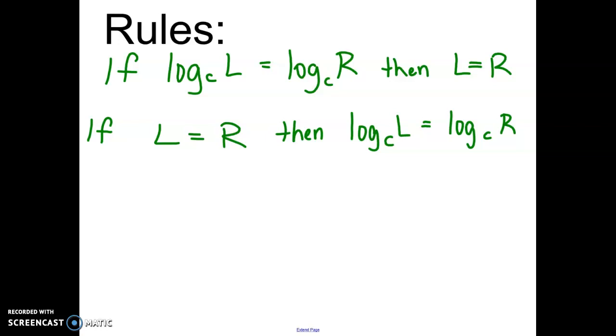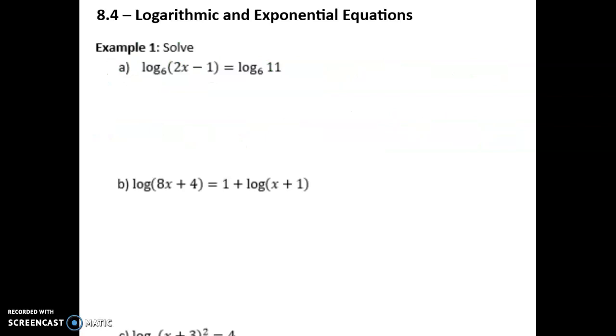All we're saying here is that if you have the same log on both sides, you can get rid of the logs and just deal with your other numbers. Or if you have just two sides of an equation, you can add the logs in, whichever that case is going to need to help you out. So here is then our first example.